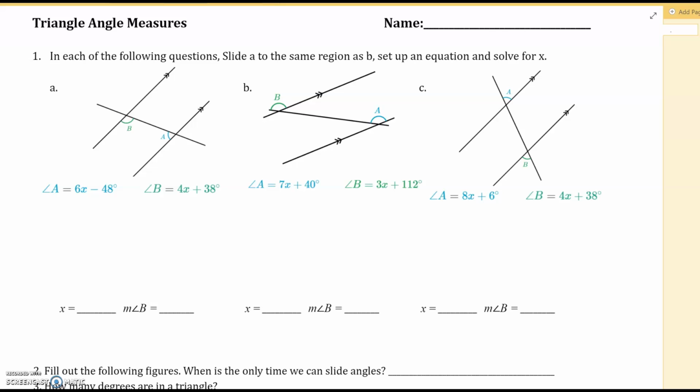Okay, guys, the first thing we're going to do today is work with some parallel lines. So all I want you to do for this first one is to set up an equation, solve for x, and then also find the angle measure for angle B.